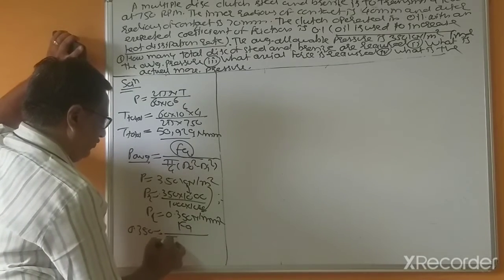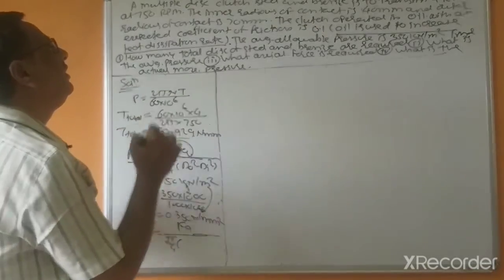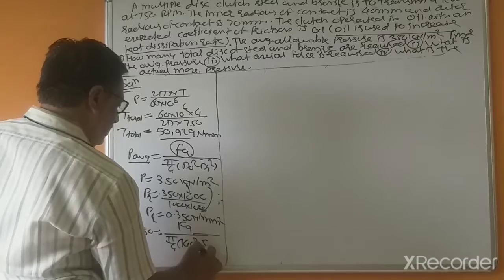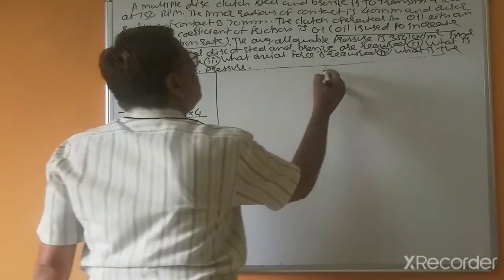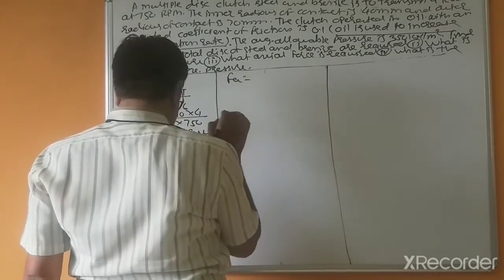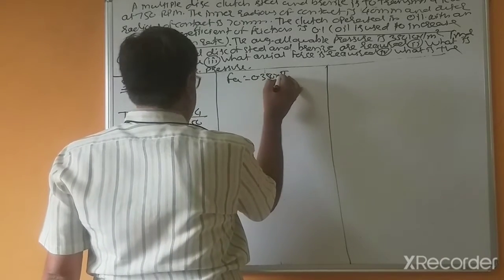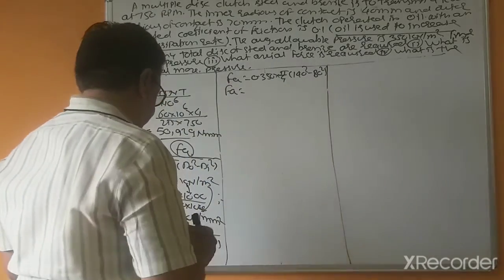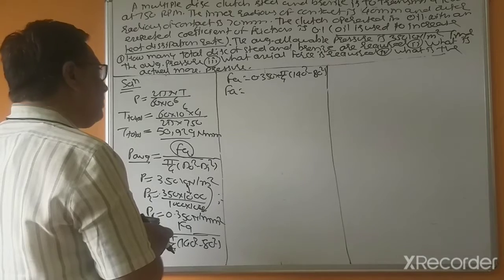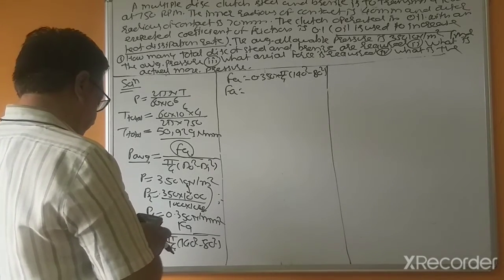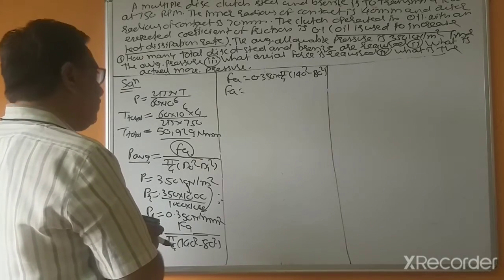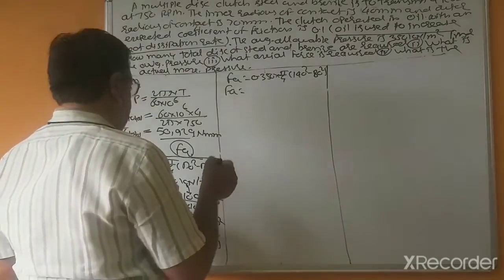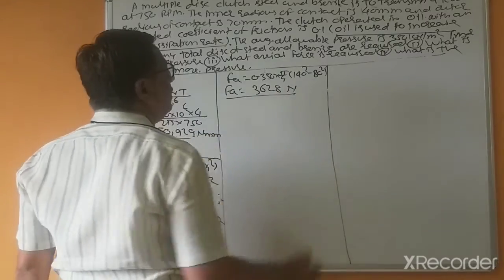FA equals pi by 4, outer diameter square. The outer diameter is given as 140, so that is 140 square minus the inner diameter 80 square. So FA equals 0.350 multiplied by 140 square minus 80 square, multiplied by pi divided by 4. This is equal to FA equals 3628 Newton.